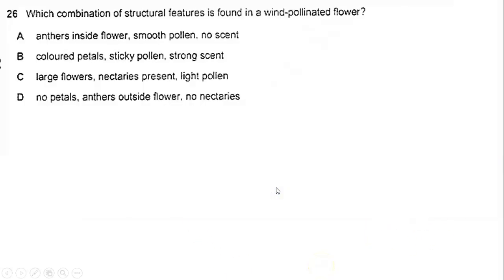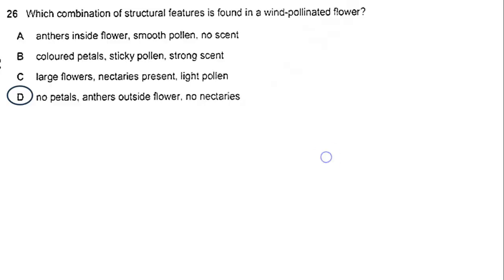Okay, which combination of structural features is found in a wind-pollinated flower? It is D. It has no petals, anthers are outside, and no nectaries. Because no petals, because this flower does not need to attract pollinators. Anthers outside to allow the wind to blow away the pollen, and no nectaries because again no need to attract any pollinators.